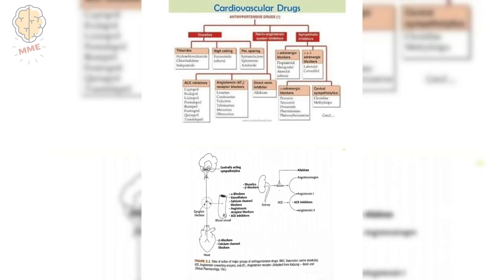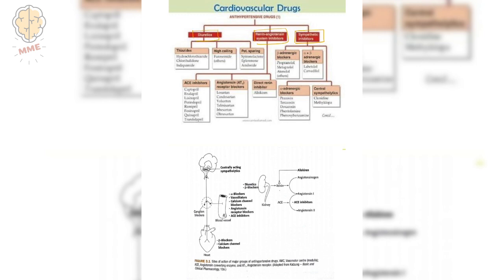Now, antihypertensive drugs can be divided into three main parts. These are diuretics, renin angiotensin system inhibitors, and sympathetic inhibitors. I would like you to remember this chart very vividly. This comes in the exam.